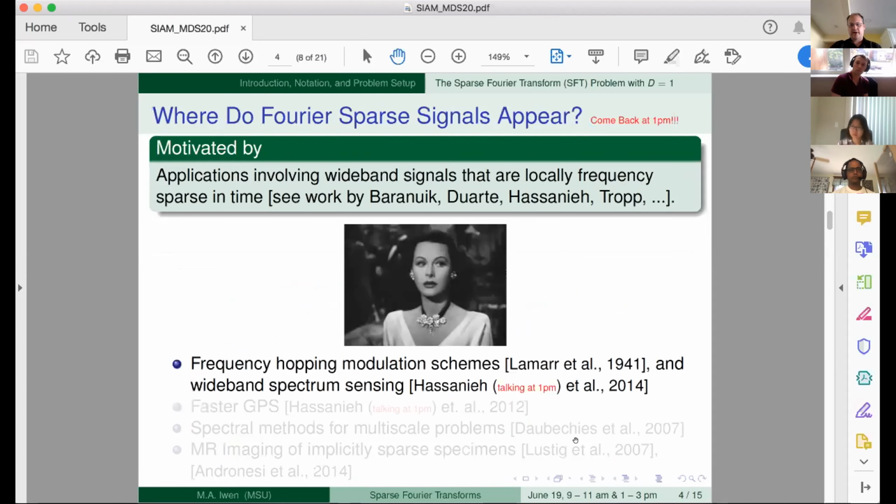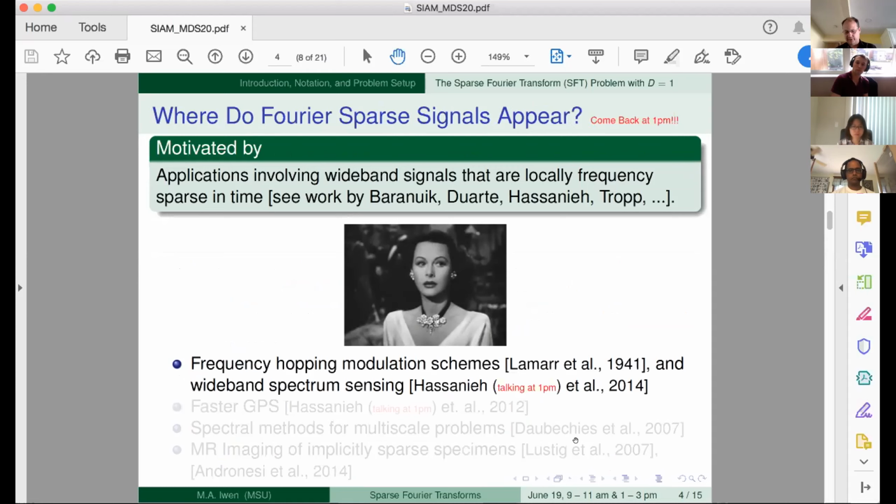What I'd like to do now, though, before showing you some other theorems that are more related to the deterministic and explicit setup, is talk about why you might want to do this, what applications are related to this. And this will have something to do with some of the great talks you can expect at 1 p.m. in our second session.